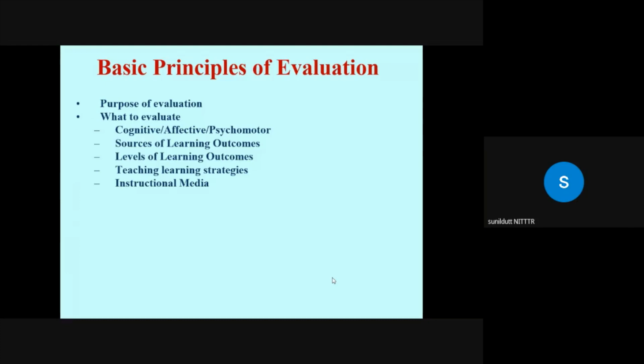And or you want to evaluate your own teaching strategy, the effectiveness of the lecture method, or effectiveness of say flipped classroom on the achievement of student, or you want to evaluate the effectiveness of the media which you have used, which media will be more beneficial, or relevant for teaching a particular topic. So you want to evaluate the effectiveness of a particular media. Then you need to know the strategies or models of evaluation.